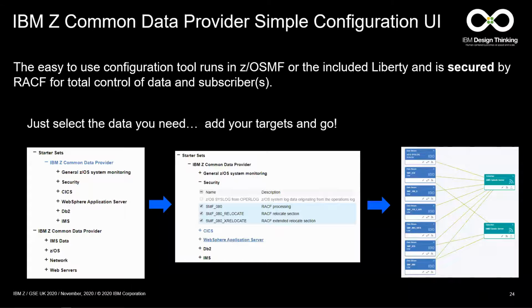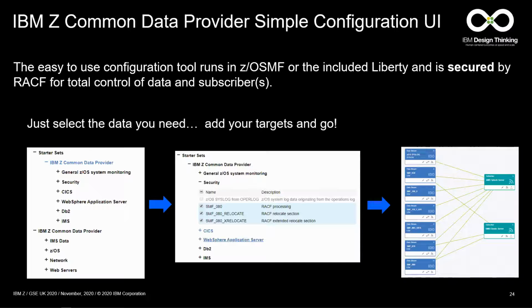So taking a quick look at the configuration UI, it's built such that all of the different data types are organized across subsystem or logical groupings. So we can go and see if we want to take security data or CICS or IMS or DB2. We have the notion of what we call starter sets. That's really more akin to what's the most common information that our customers want to stream and get access to.